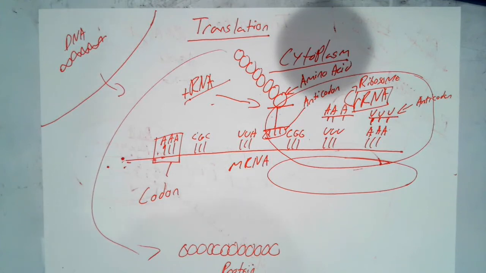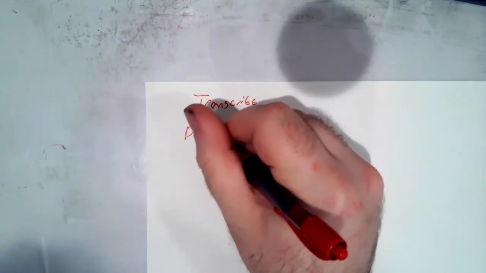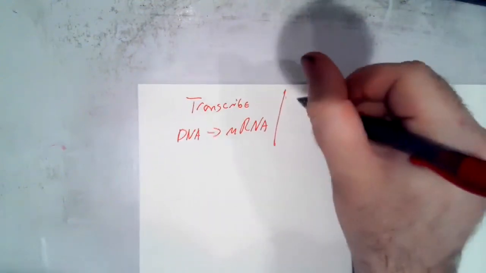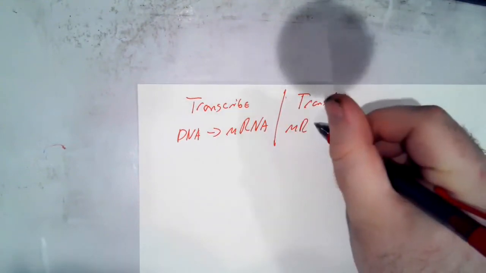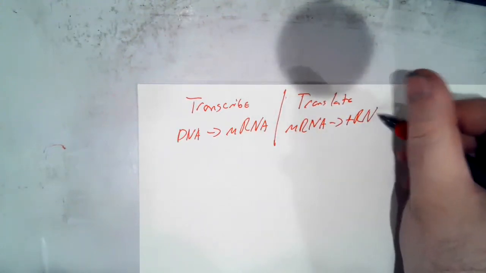I will ask you to bond a couple of things. Like I'll ask you to transcribe and translate. So, let me get a separate sheet of paper out for that. If I ask you to transcribe, that means we're going from DNA to mRNA, right? If I ask you to translate, that means we're going from mRNA to tRNA, which is just codon to anticodon.